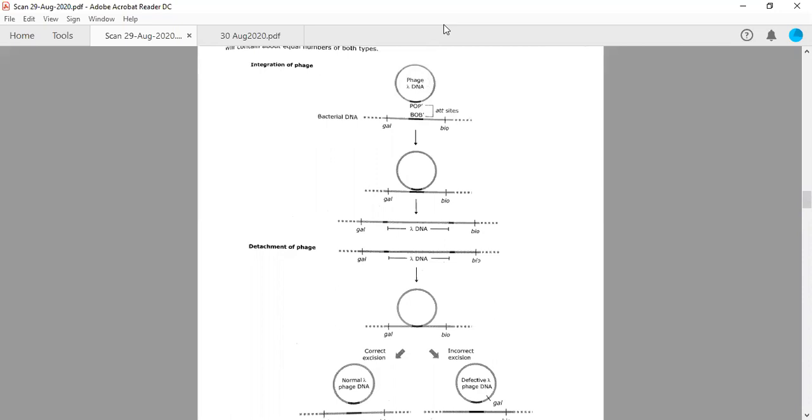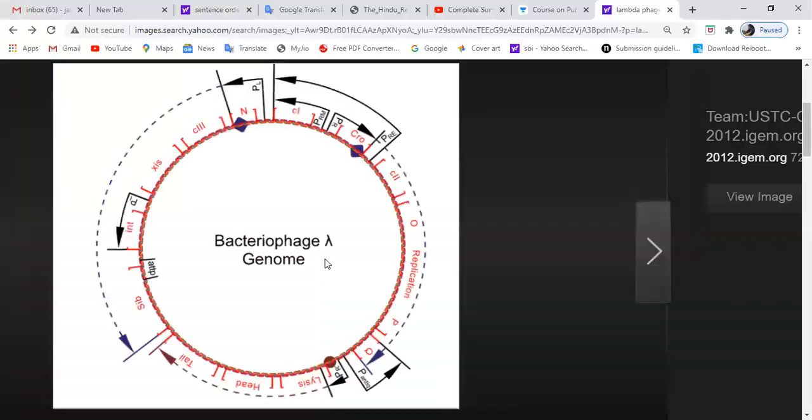First of all, we will see how this will look. So this is the phage DNA, the bacteriophage lambda genome. This is a double-stranded circular molecule, but it can be linearized. It is possible because it has one specific sequence called cohesive ends or cos sites, which are 12 base pair repeats by which it can make this double-stranded circular molecule.